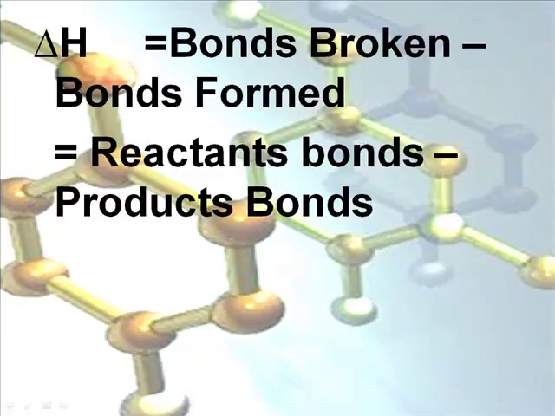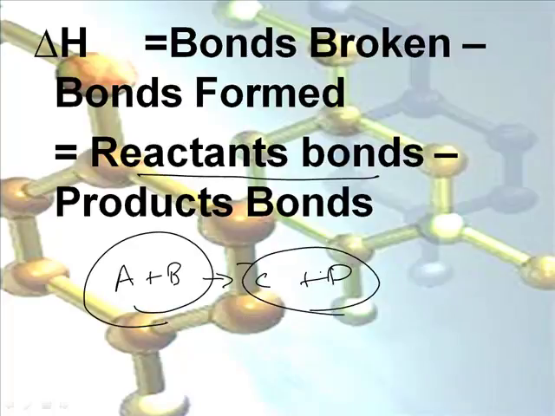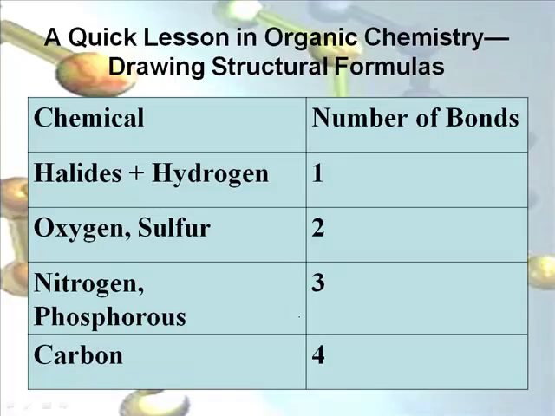It's bonds broken minus bonds formed. Something that's odd about this: if I've got A plus B makes C plus D in some reaction, the bonds broken are from the reactant side. So it's reactant bonds minus the bonds on the product side. That's kind of weird because you're used to taking products minus reactants, but this is the only one where you do reactants minus products. That's why I always just think broken minus formed. You break things on the left and you form them on the right.